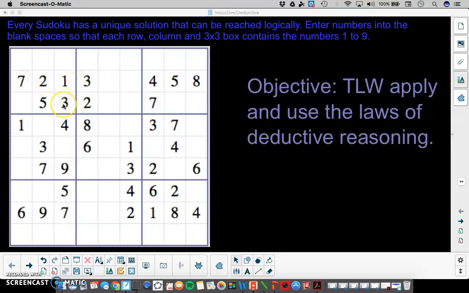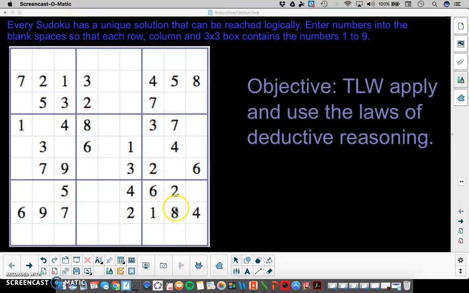In each box, there are the digits 1 through 9. Each row and each column also contains the digits 1 through 9. You use process of elimination and logical thinking to figure out where exactly these numbers are going to go.